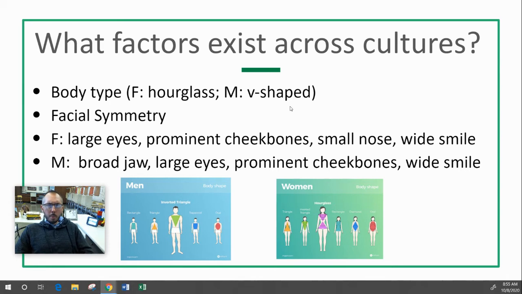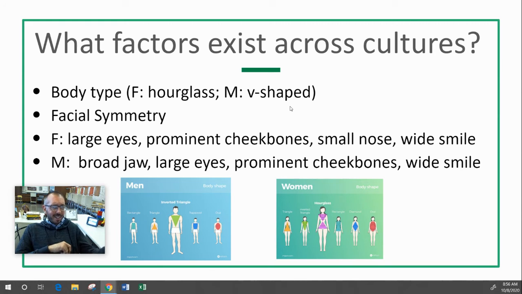First and foremost, it's body type. It is an hourglass figure, which I have shown there for females, and V-shaped for men. Facial symmetry is super important across all cultures. For females, in the facial structure, large eyes, prominent cheekbones, and a small nose. For men, broad jaw, large eyes, prominent cheekbones. And we'll see these findings as hallmarks of physical attractiveness across all cultures.